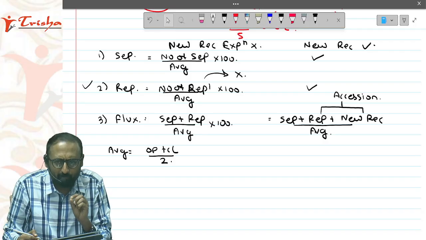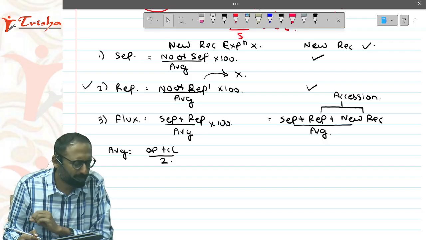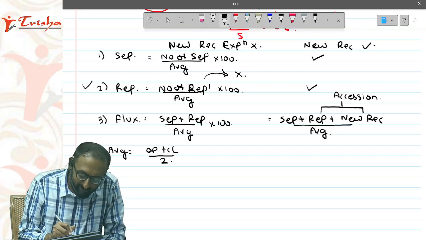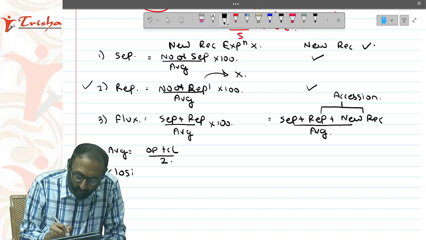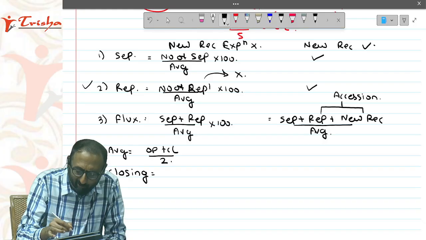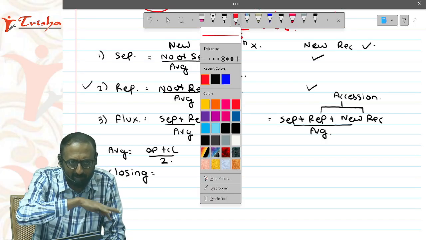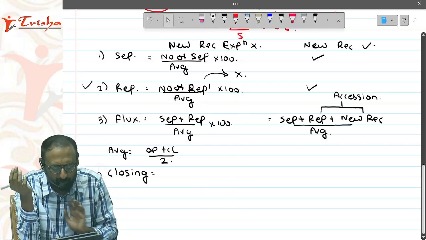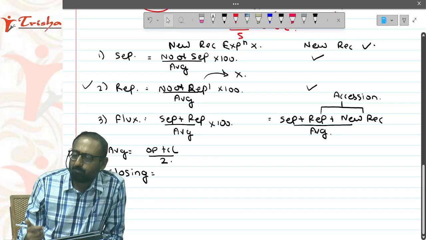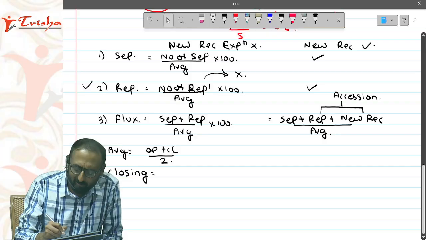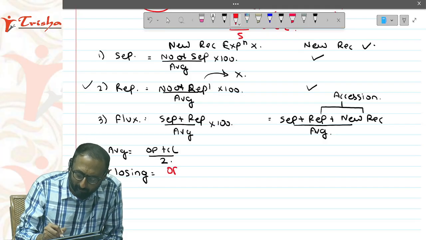Next, the most important concept here is how to calculate the closing number of workers. There are two types of questions, where we have to calculate either the opening workers or the closing number of workers. So the most important concept is the closing number of workers. Closing workers is equal to opening workers.